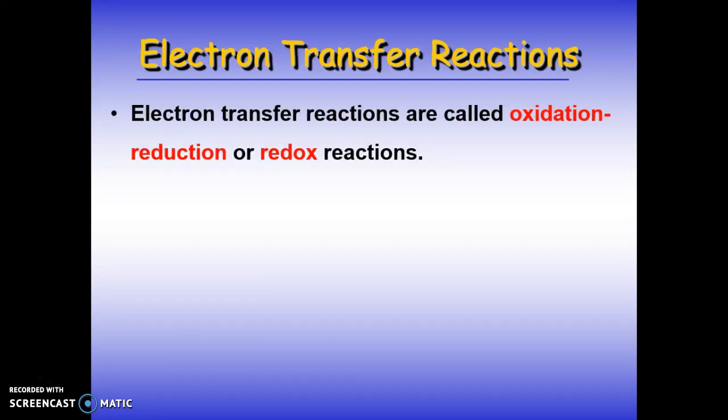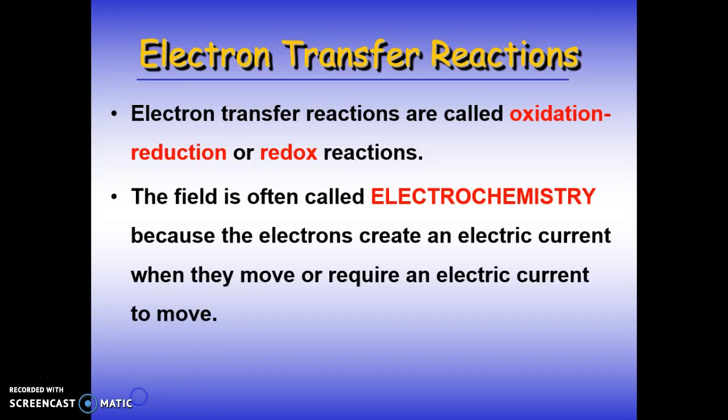So these reactions are called oxidation reduction reactions, or for short, they call them redox reactions. In redox reactions, you've got movement of electrons. And this field is often called electrochemistry because the electrons create an electric current when they move, or they require an electric current in order to get them moved.